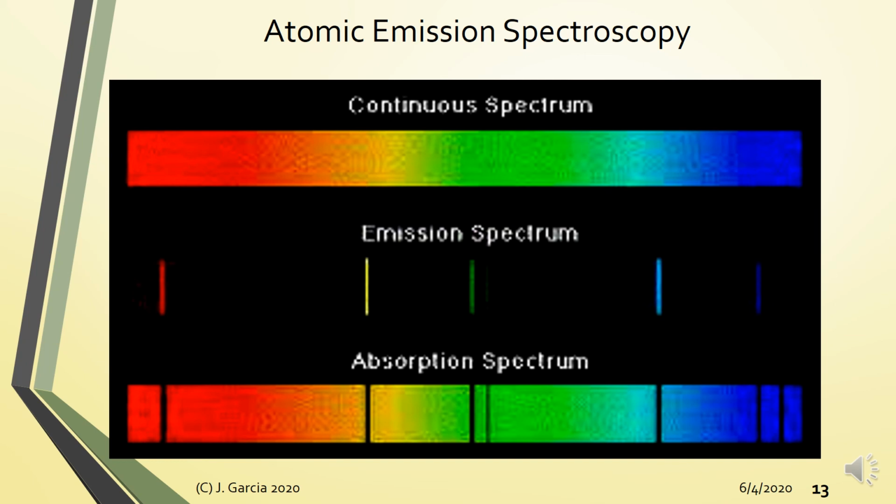Shown here is just a comparison of your continuous absorption and emission spectra. For the emission spectrum, as you can see, one of the advantages is that you get this discrete type of spectra, and the bands, or the emission wavelengths, for each element are quite unique. So this is the basis of their identity. Ito yung qualitative information for emission spectroscopy.